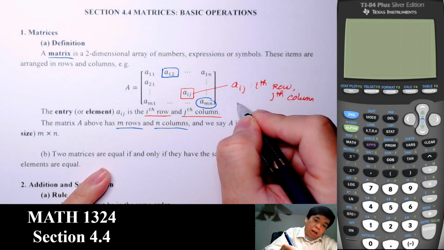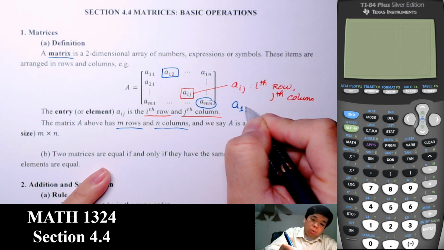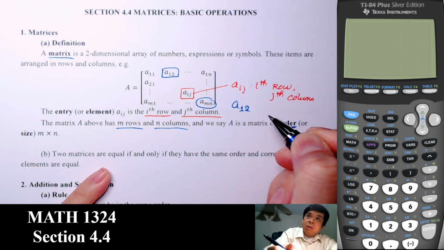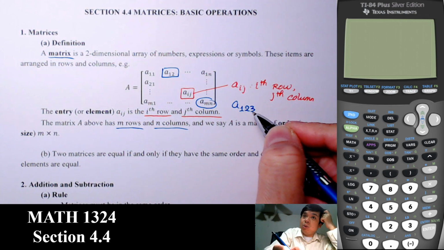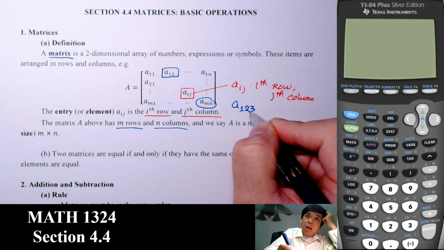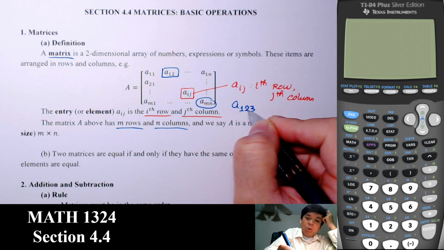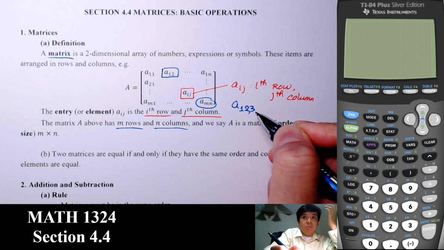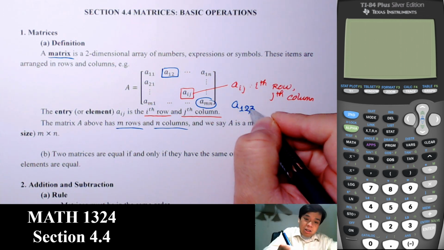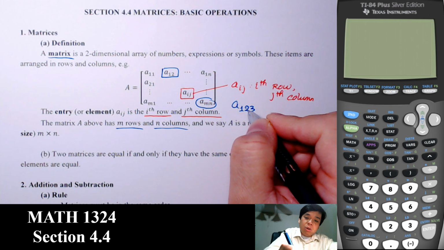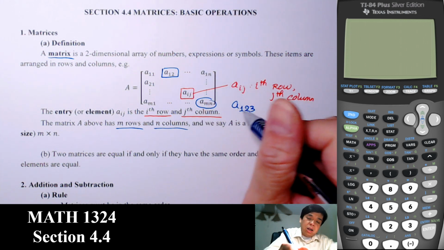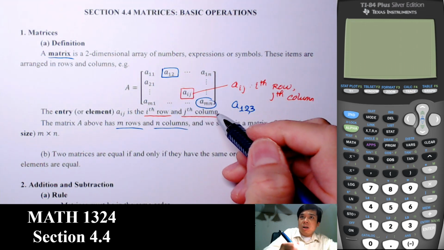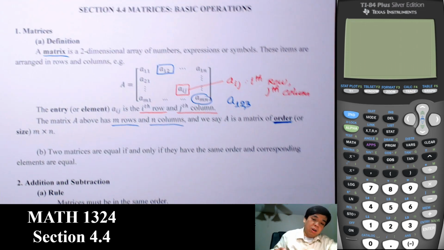So when we write a_12, we know for sure it is in the first row, second column. However, if we write a_123, that is confusing. We don't know if it is the first row, 23rd column, or 12th row, 3rd column. So in that case, we may want to put a comma there too, so it's clear and no longer confusing. But usually if it is just one number for the row and one number for the column, then we know for sure, and we don't have to write the comma.